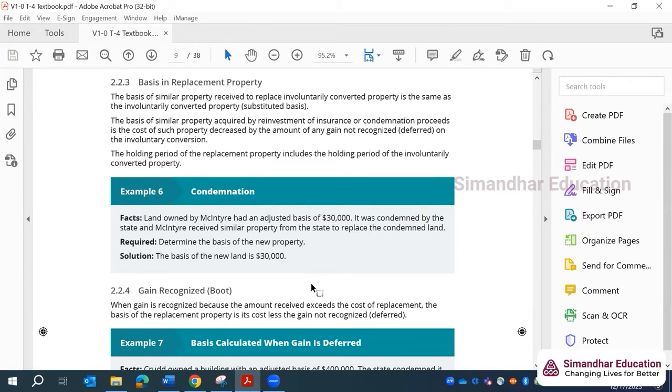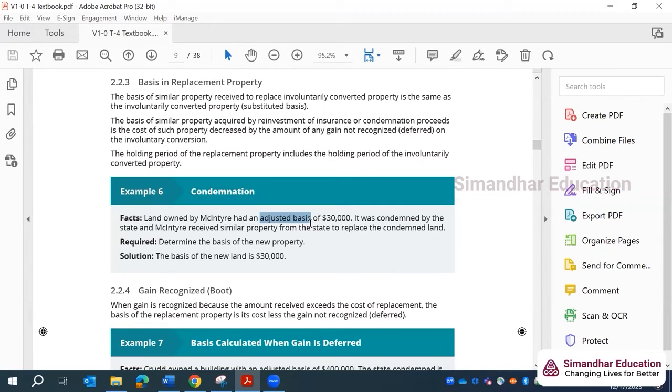Land owned by McIntyre had an adjusted basis of $30,000. What is adjusted basis? What do we mean by adjusted basis? Net book value. Cost adjusted. All right. So this is basically not the selling price. Selling price is the amount realized. Adjusted basis is the tax basis of the property. This could be my cost to purchase the property.